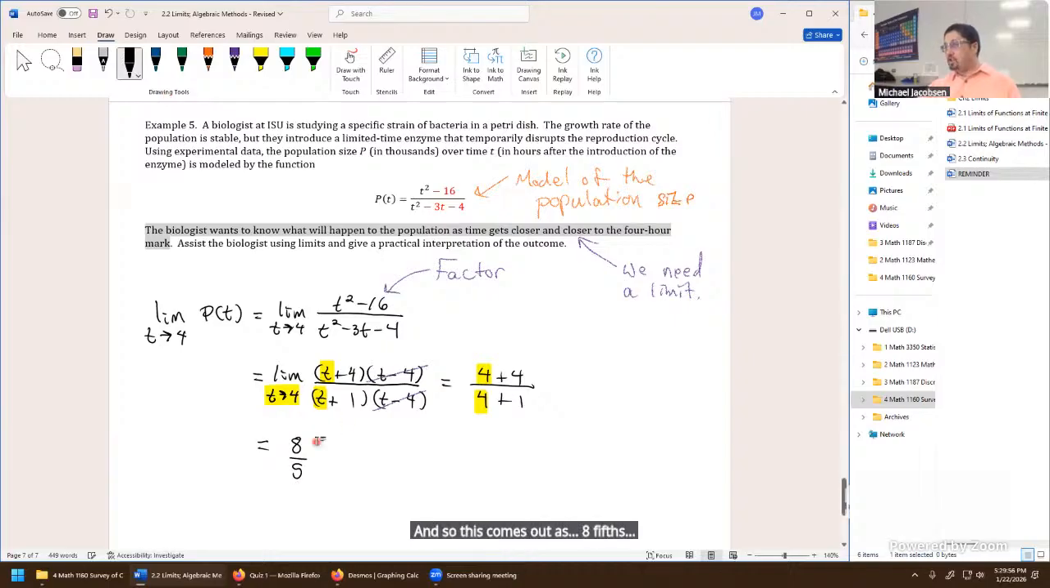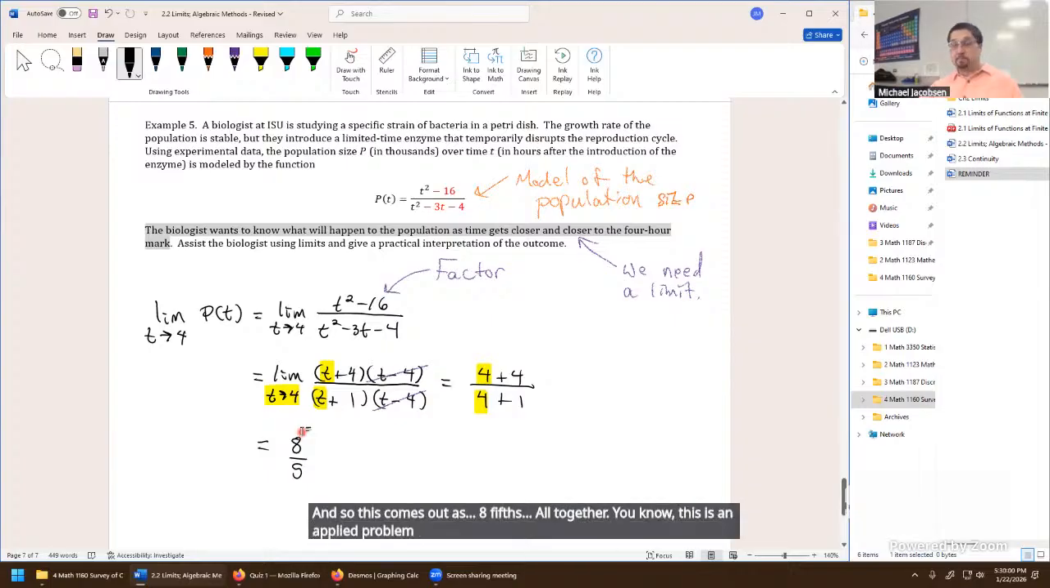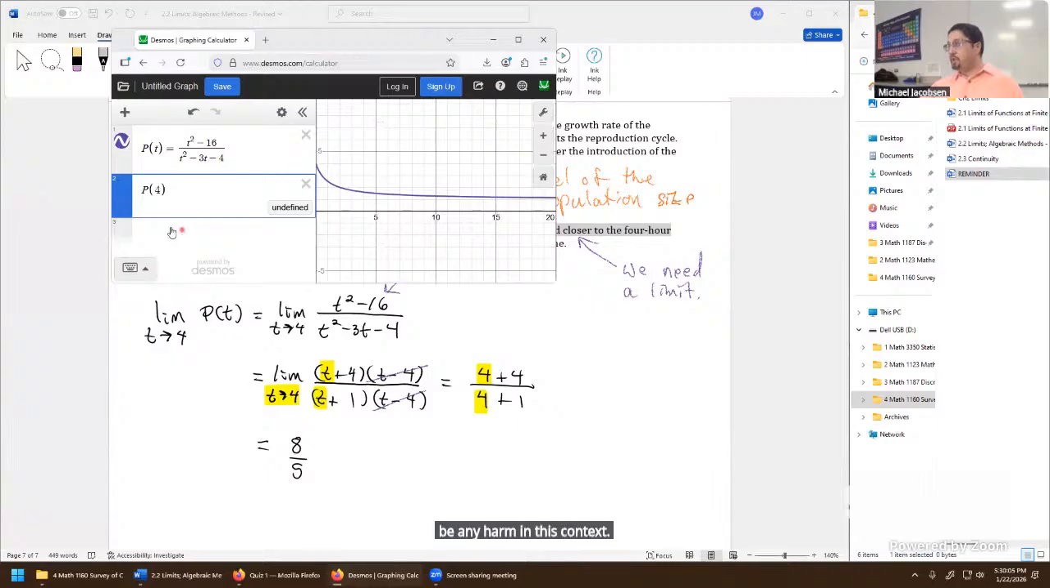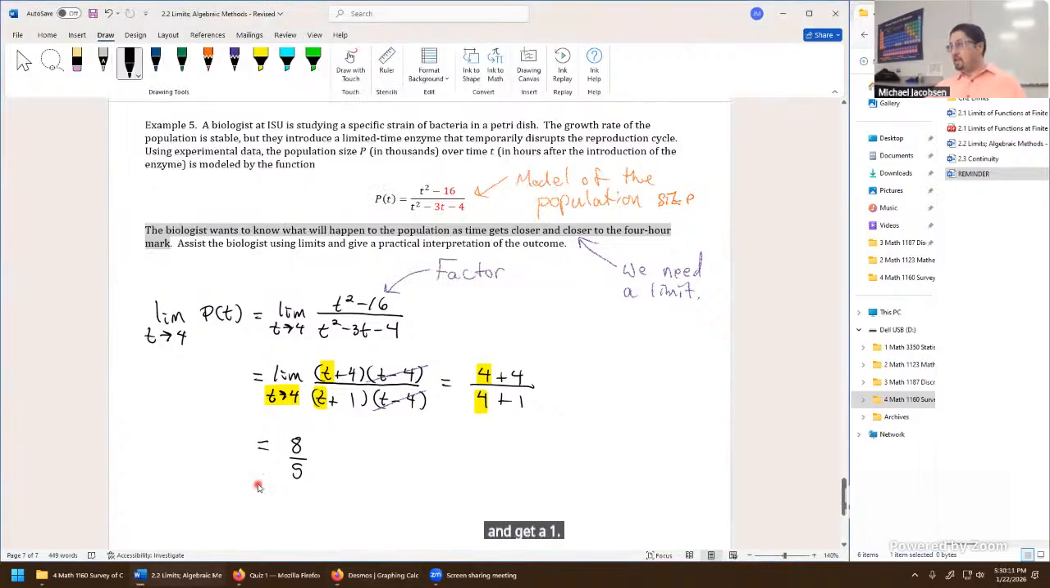8/5 altogether. This is an applied problem where maybe a fraction doesn't make the most sense, so it wouldn't be any harm in this context to just put in 8/5 and get a 1.6. I'll leave it up to your call. I'm not going to be too picky. But I think it might look a little bit cleaner to call it a 1.6.